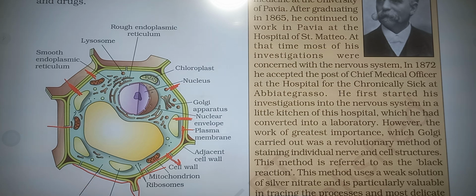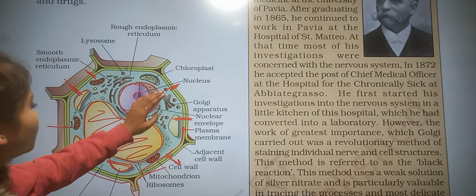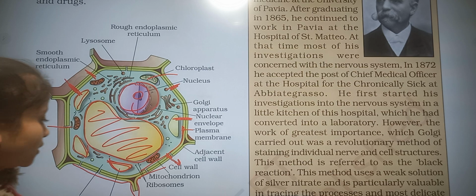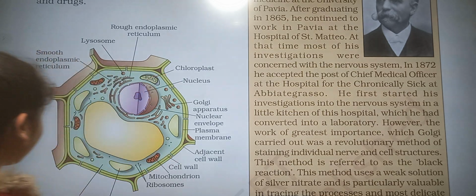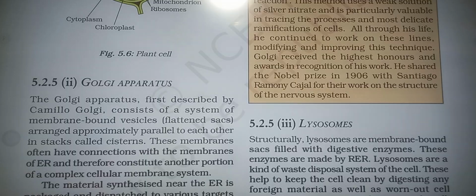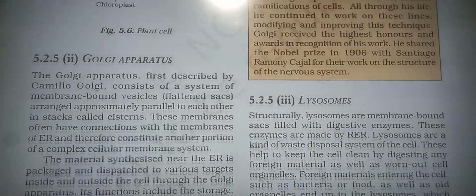Now here is the cytoplasm, and this one is chloroplast. This big structure is one vacuole, and this one is the nucleus, mitochondria, chloroplast. So this is all about the image of the plant cell. And now we will read about the Golgi apparatus.